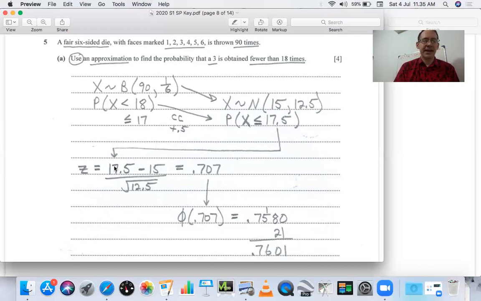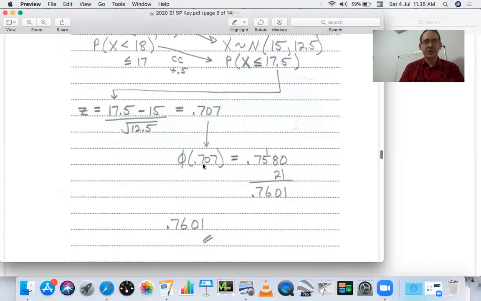Plug that into the x. So our z value equals 17.5 minus the mean, 15, divided by, now remember this is standard deviation, which is the square root of variance. There's no square root written here, so that means we have to square root that number. The square root of the variance is standard deviation. When you calculate this, you get 0.707.